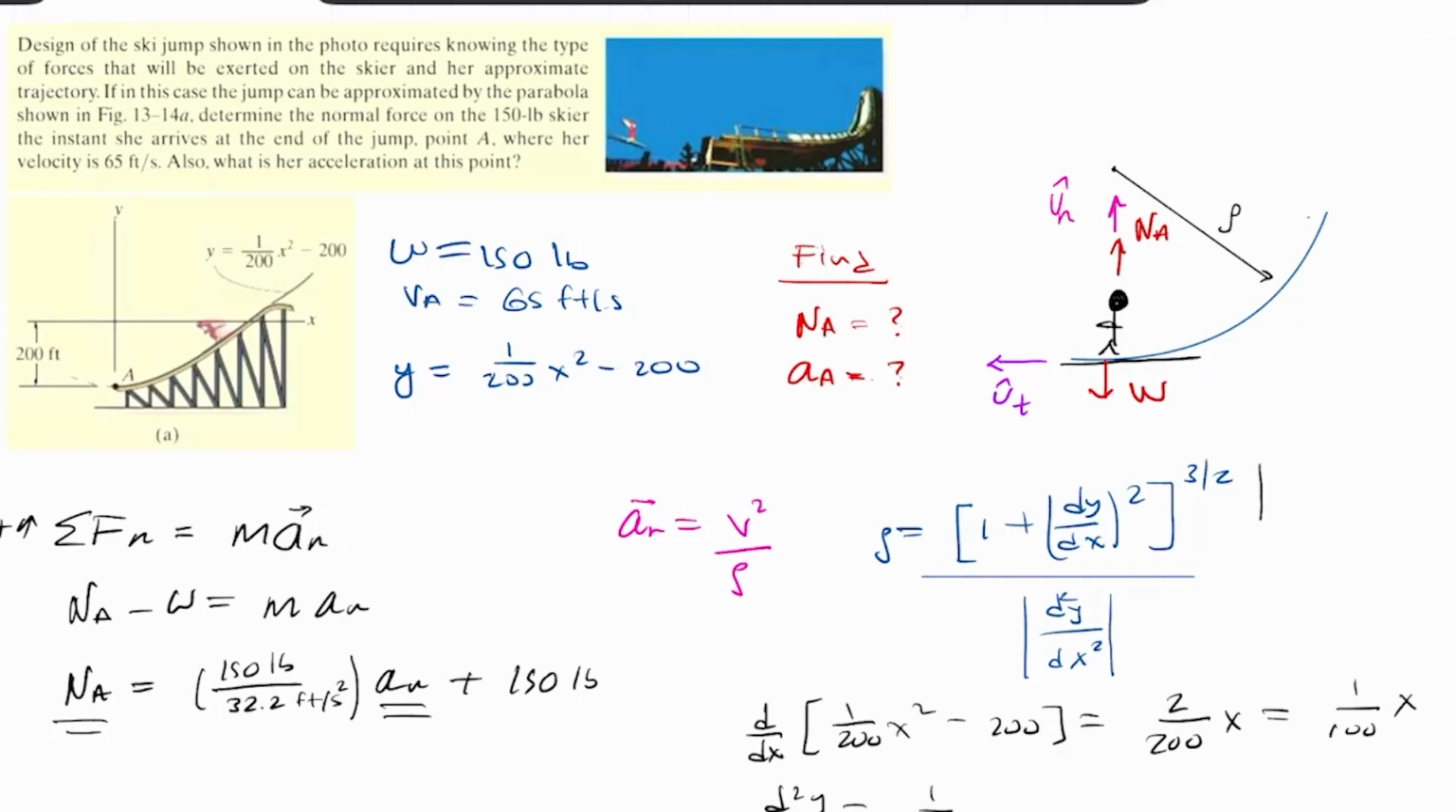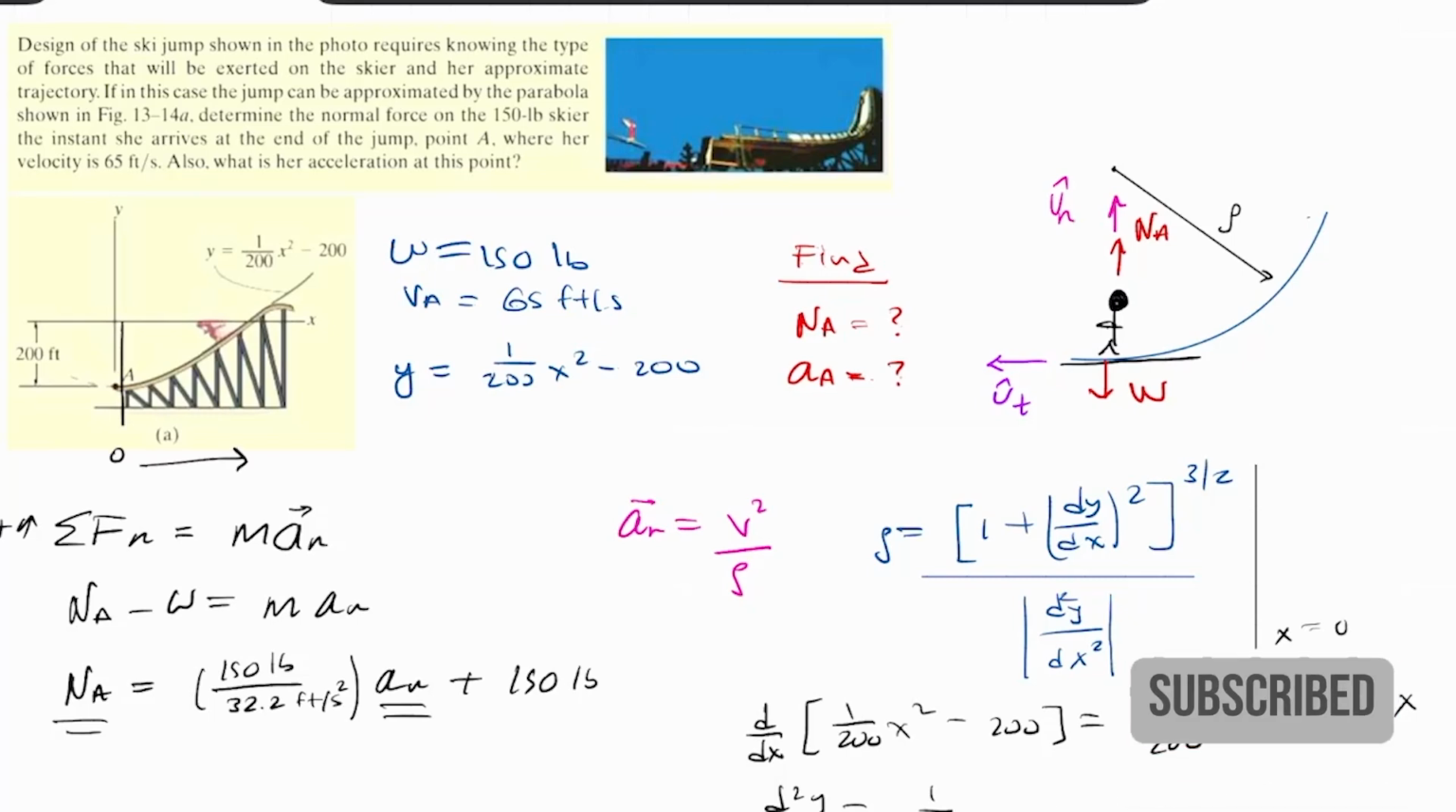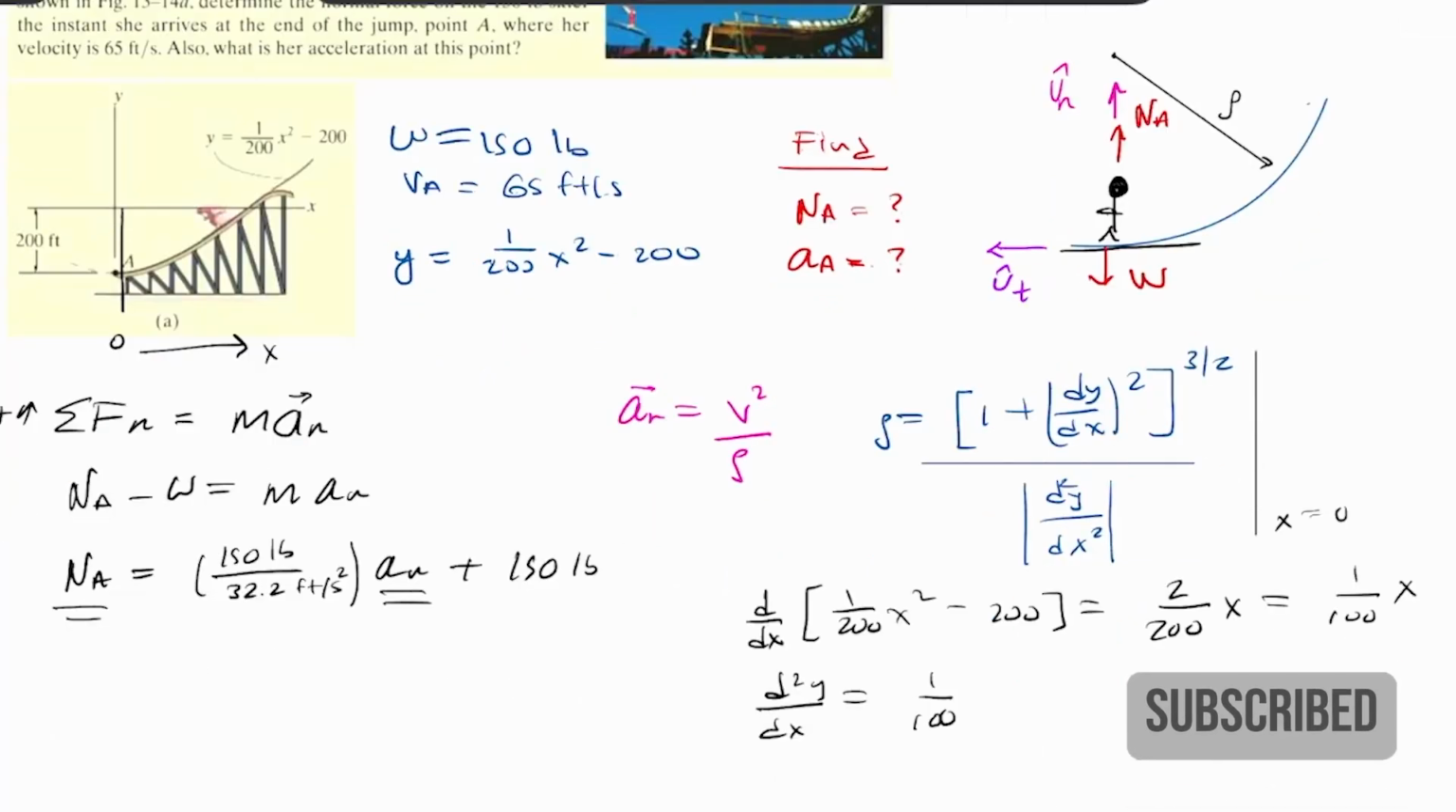So all of that, if we plug it in and evaluate it at x equals 0, because let's imagine that A is our zero in the x and y coordinates. So if you evaluate the radius of curvature at x equals 0, notice this term will go away. It will just be a 1 divided by 1 over 100. So we end up with 100 feet for our radius of curvature.